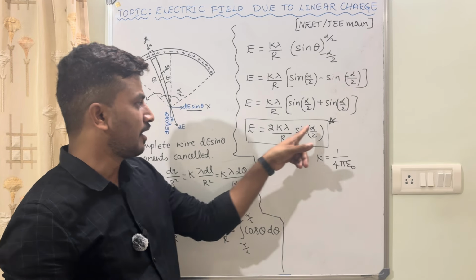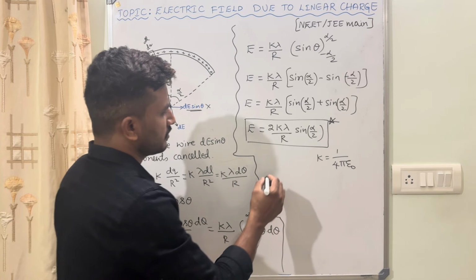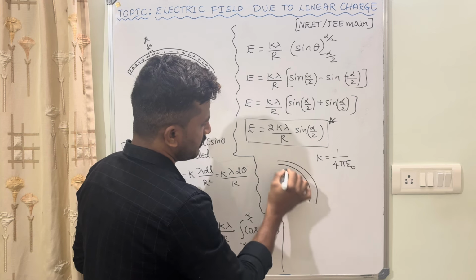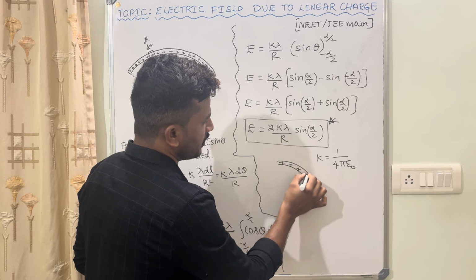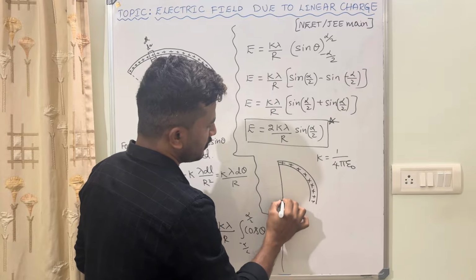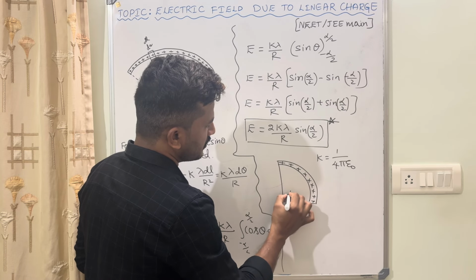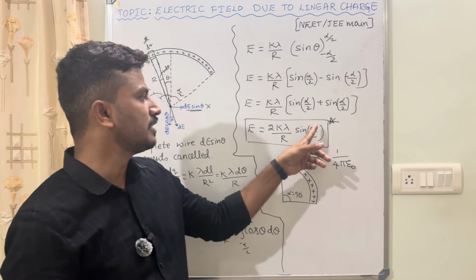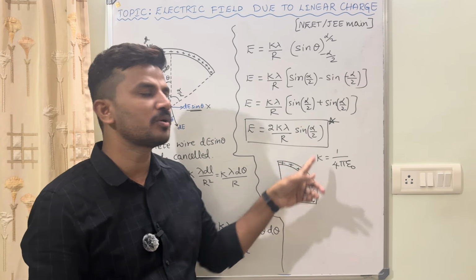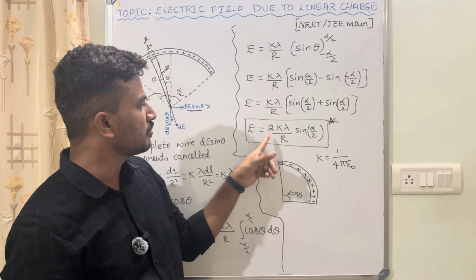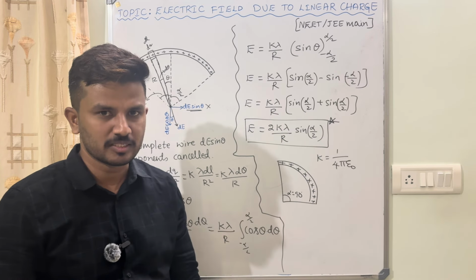Now if we have a quadrant like this on which charge is distributed, what will be the alpha value? Alpha value is this. How much? 90 degrees. Substitute that. Sin 90 divided by 2 is sin 45. Sin 45 is 1 by root 2. 2 will get cancelled. 1 by root 2 will come. Root 2 k lambda divided by r will be the answer.